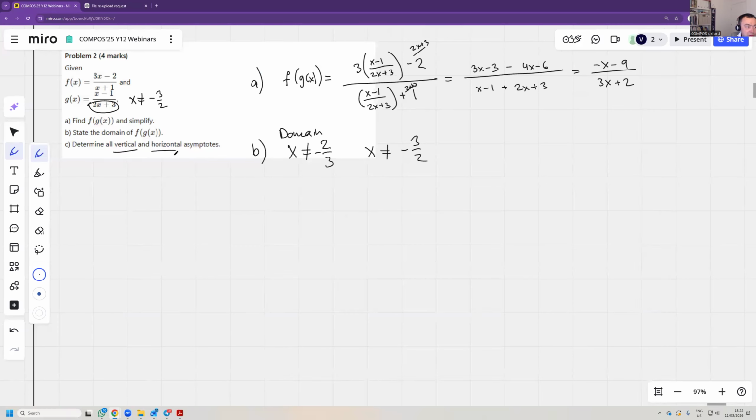Determine all vertical and horizontal asymptotes. C. So to do the vertical asymptote is very simple. An asymptote is when the denominator is 0. So 3x plus 2.